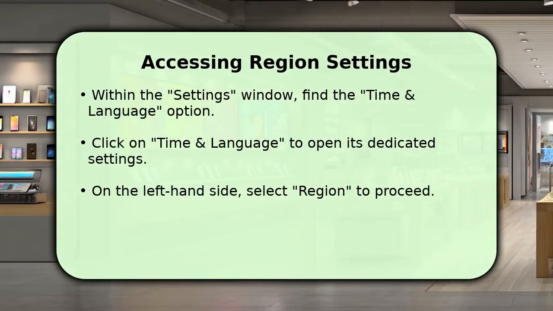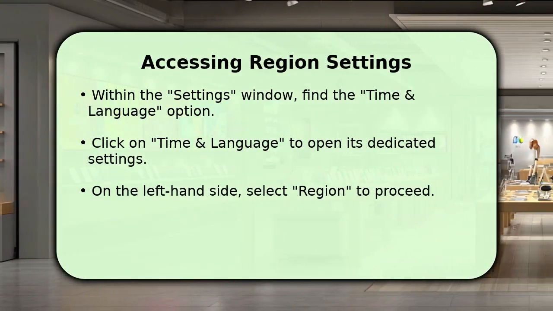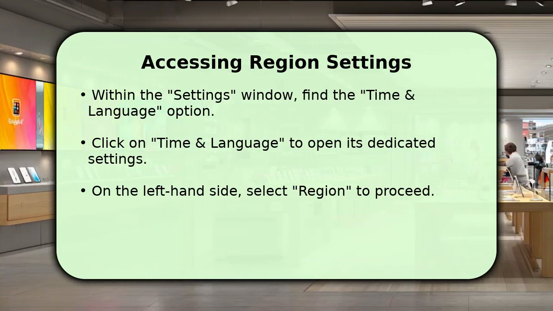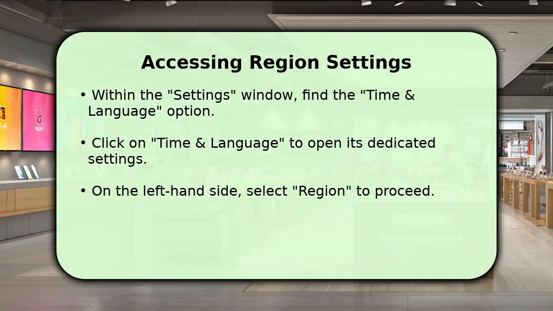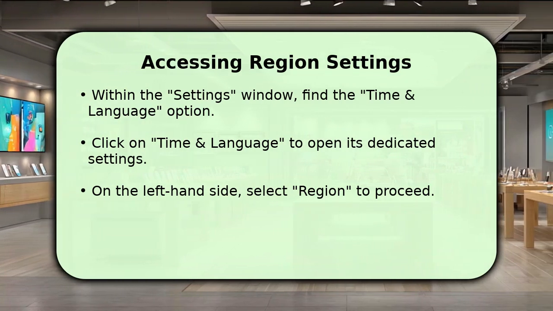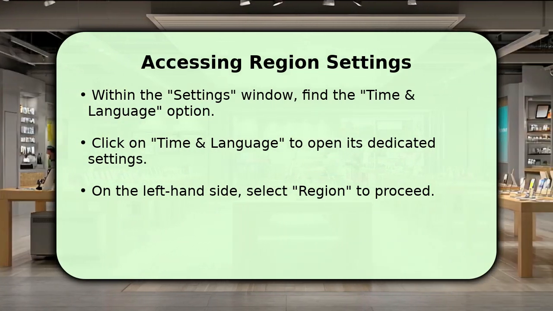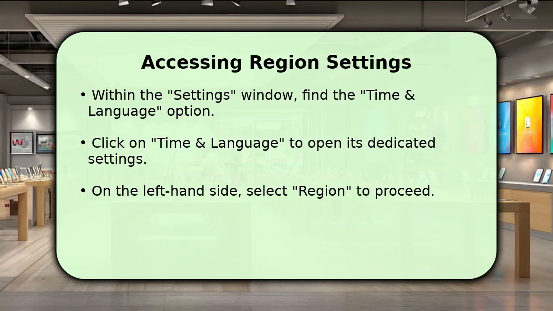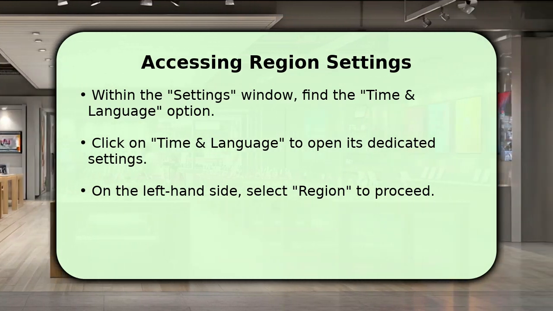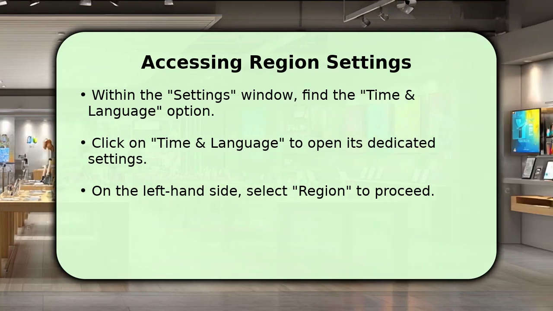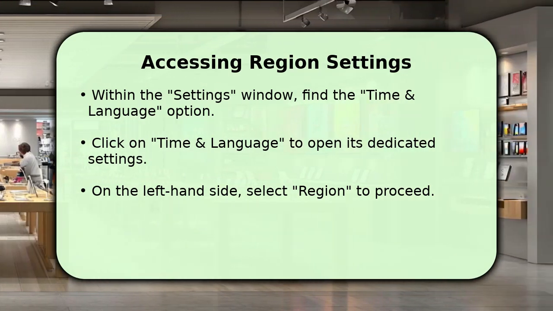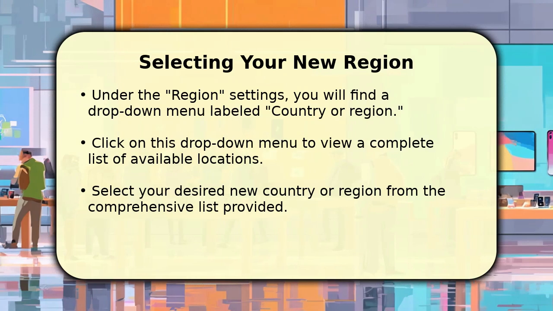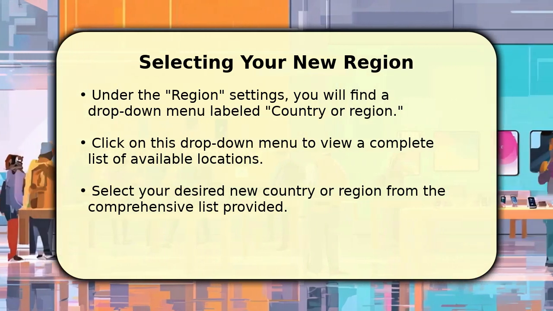Now that your settings window is open, you need to locate time and language. Click on this section, and a new panel will appear. On the left-hand navigation pane, you will see several options. Please choose Region from this list. This will bring up your current country or region settings, allowing you to make precise adjustments that reflect your actual location. You will now see your current country or region displayed.